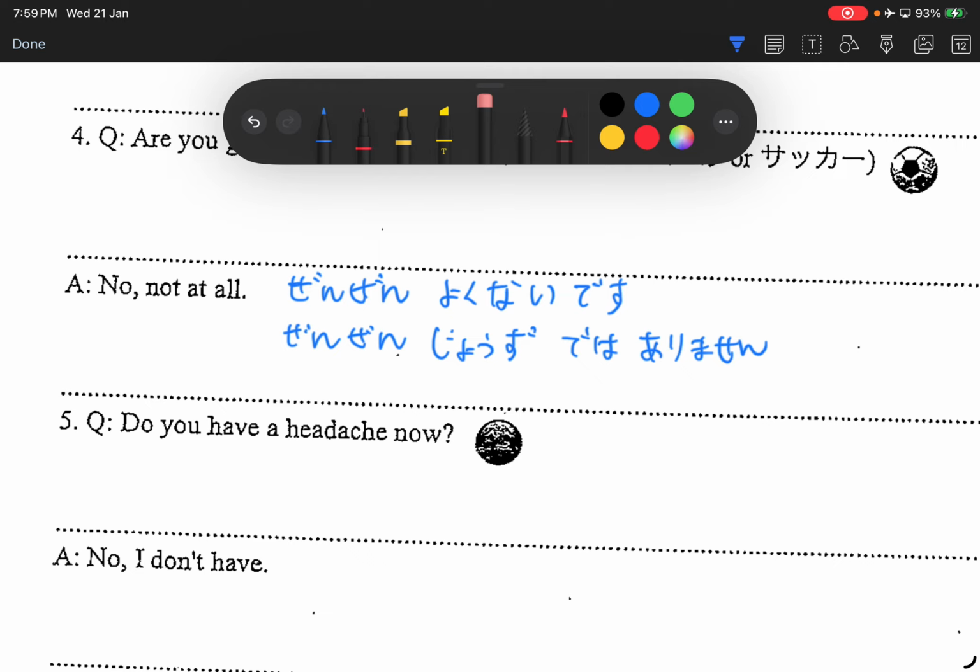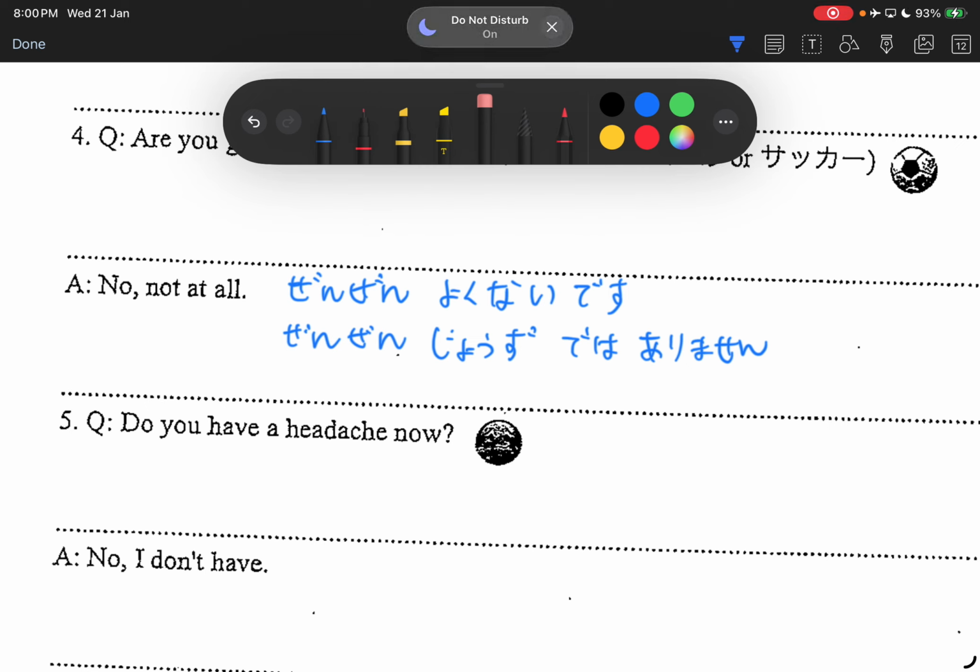Then we use yoi for general things. Can use it for proficiency, can use it for yummy, good things. So I will suggest that these two can be answers. Of course, what they're asking is the jozu de wa arimasen.